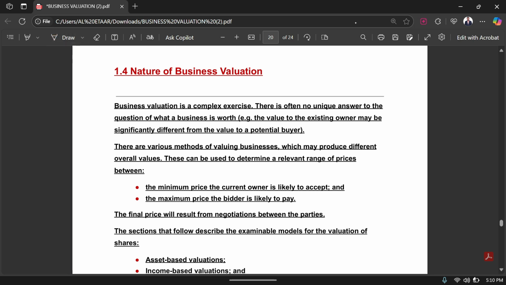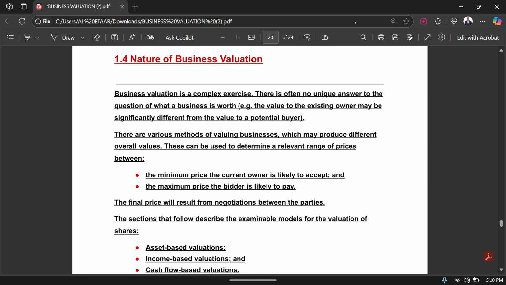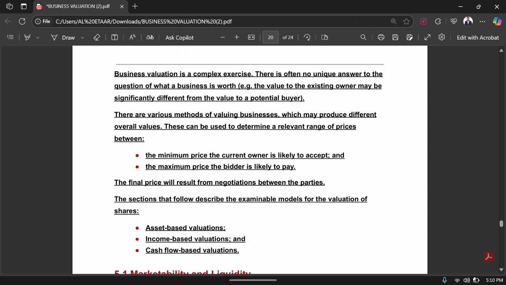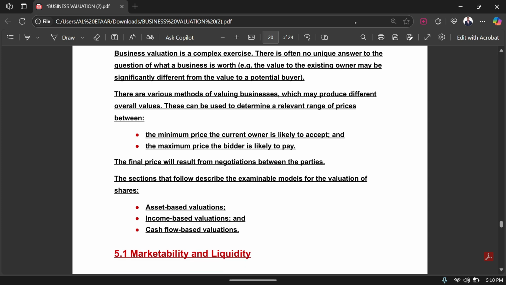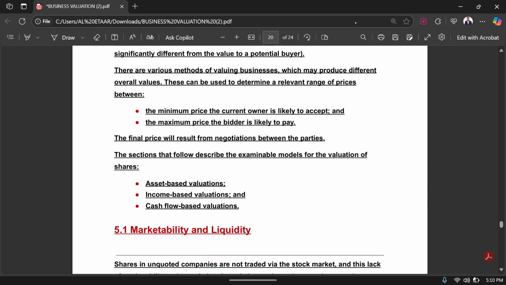Okay. There are various methods of valuing businesses, as you guys already know now. After completing this entire chapter, you guys now know all the various methods of valuing businesses, which may produce different overall values. These can be used to determine a relevant range of prices between the minimum price the current owner is likely to accept and the maximum price the bidder is likely to pay. So that's exactly what they're saying, that yes, it's correct that you do not have an exact science to reach the value of a business, but what you can do is use or leverage all the methods that we have discussed to reach that.